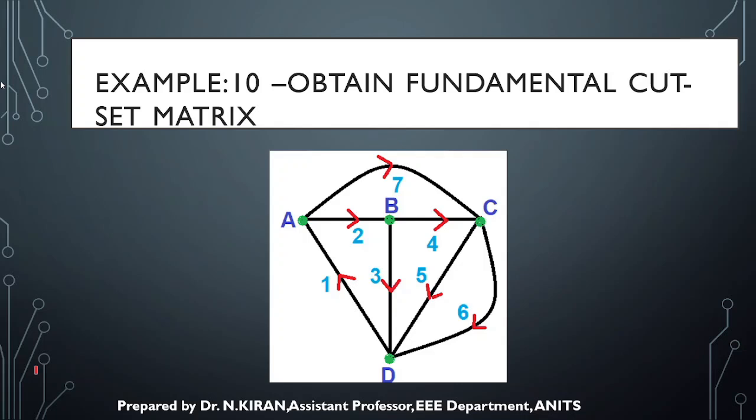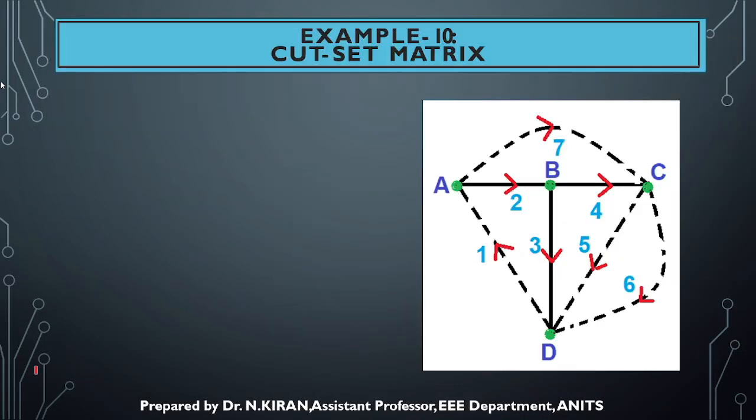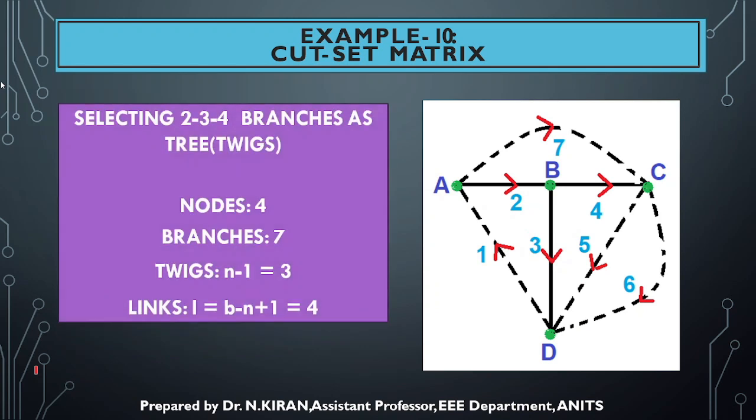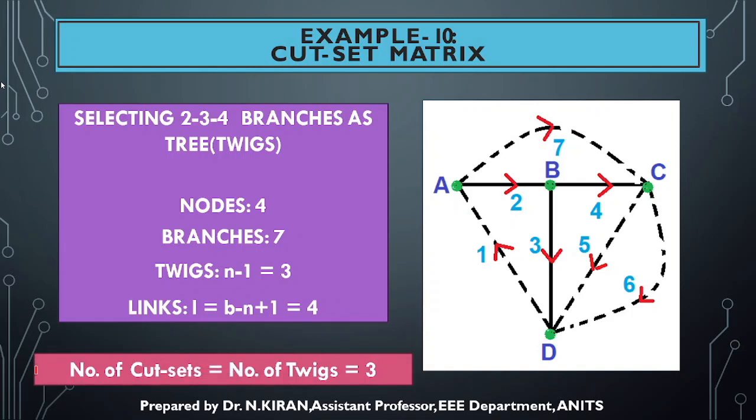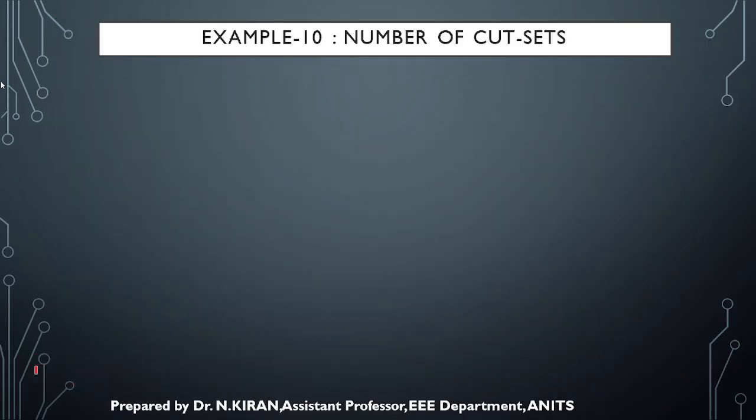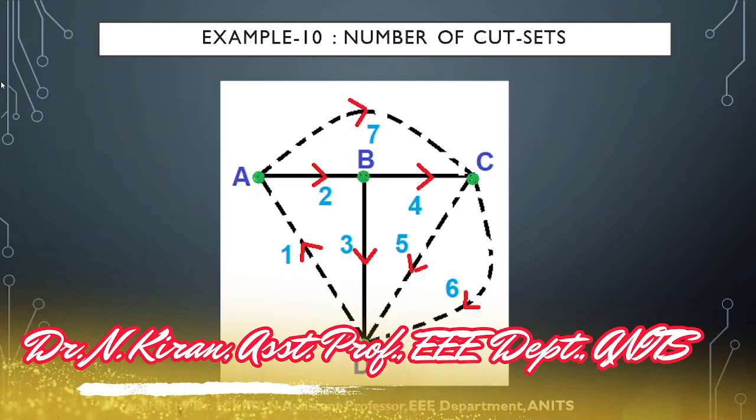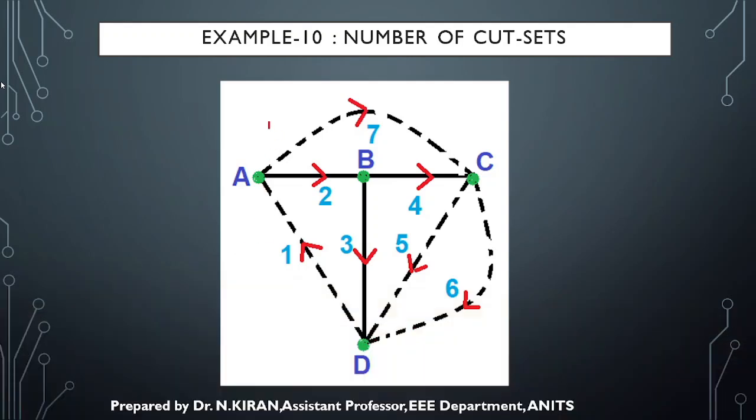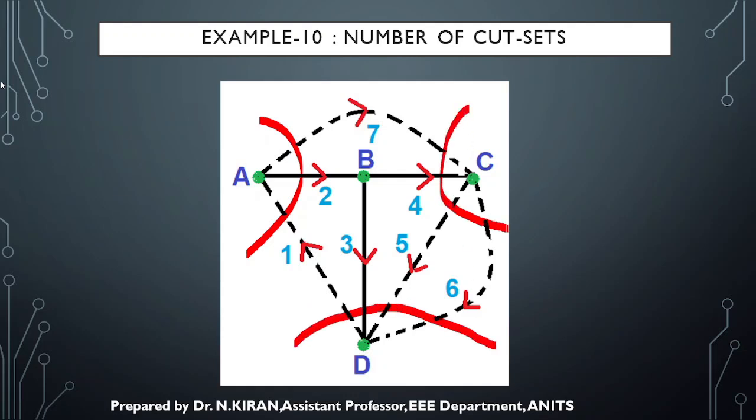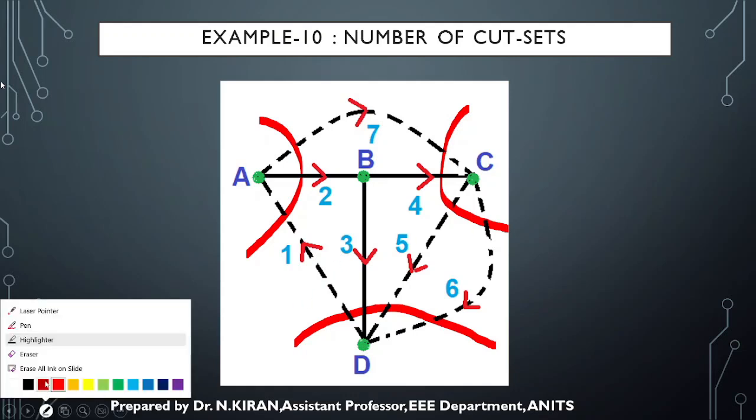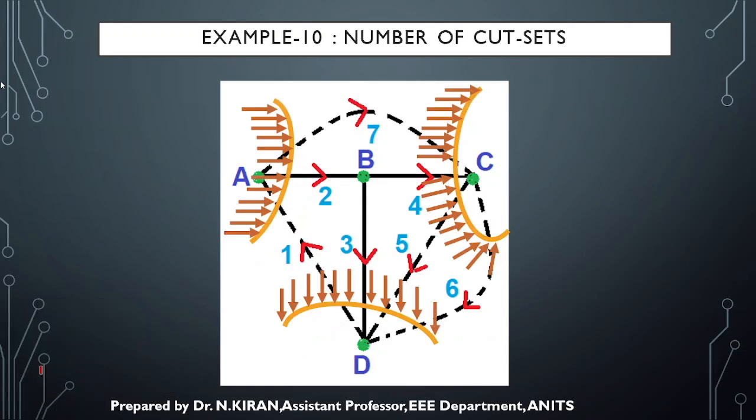Coming to my next example, the oriented graph is already given. I'm considering branches 2, 3, 4 as my tree. So the number of twigs is 3, so the number of cut sets will also be 3. Since 2, 3, 4 are the twigs, this is one cut set I can consider, this is my second cut set, and this is the third cut set. Nowhere is the rule violated. It should contain one twig and any links. The direction should be in the same direction as the twig it is cutting.